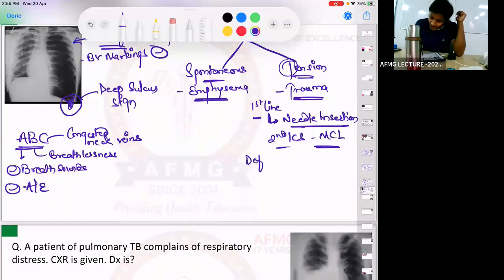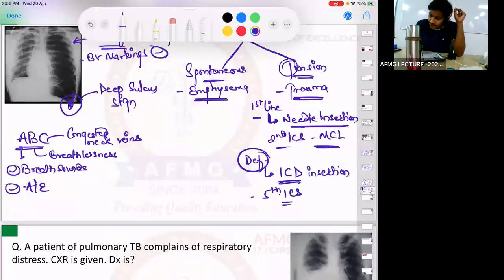Whereas if they ask you the definitive management, if the patient is admitted now and stable, we will insert an ICD, that is an intercostal drainage tube. ICD insertion is done in which line? Mid axillary line. So quickly: needle insertion, which space, which line? Definitive management is ICD insertion, in the mid axillary line. Definitive management for both spontaneous as well as tension pneumothorax is ICD insertion.